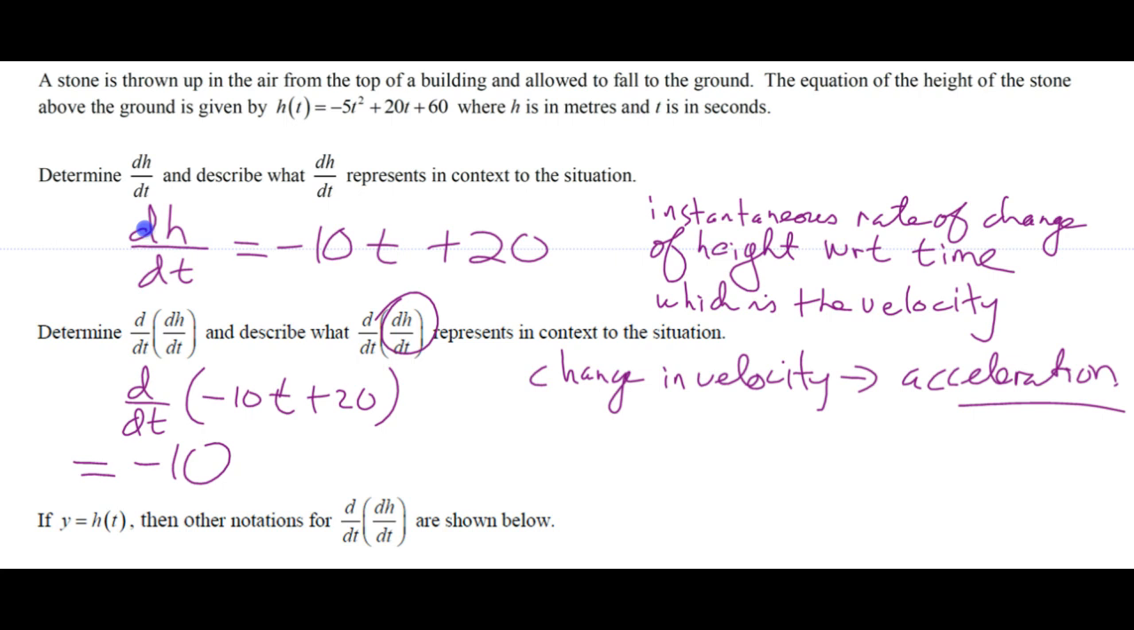Recognize that rounded number, -10? Yeah, it's kind of like 9.81, right? But it's also negative, well, because in our frame of reference negative is going towards the ground, because we're allowing it to fall to the ground.